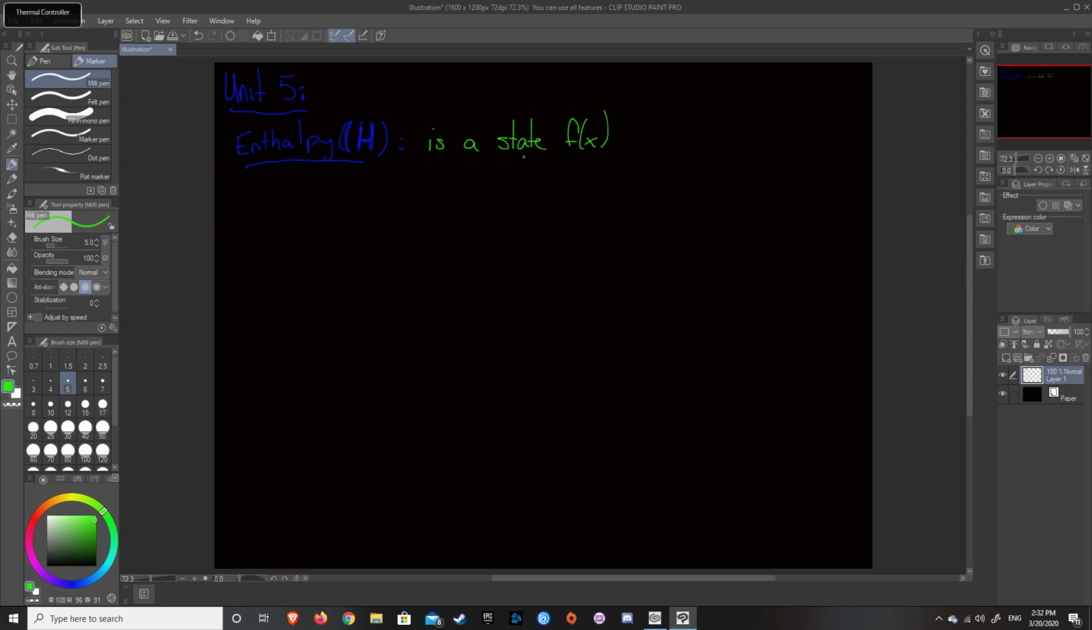So what a state function is, a state function is basically a variable that we can measure directly. So I'll give you some examples, and then we're going to talk a little bit more after. So variables like volume, variables like temperature, variables such as pressure.